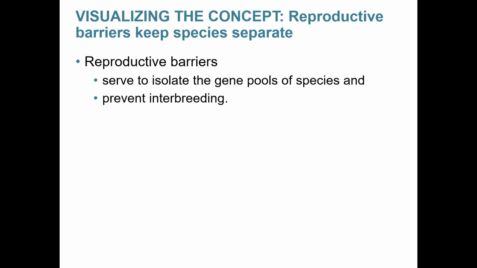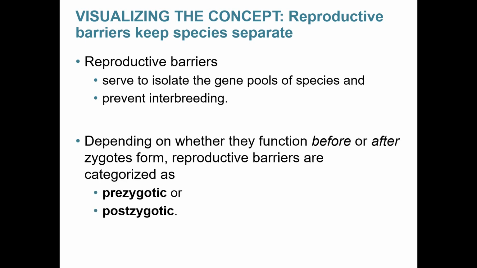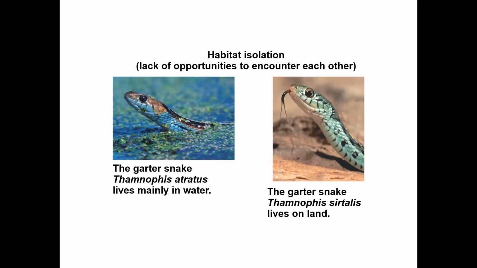Most reproductive barriers can be divided into one of two things. Either they're prezygotic, which means they happen before the zygote forms, or they're postzygotic, which means that they happen after. So let's go through some examples of each. Perhaps the most obvious example of prezygotic separation is just being in different places. Habitat isolation means that these organisms never encounter each other, so they don't have the opportunity to interbreed.